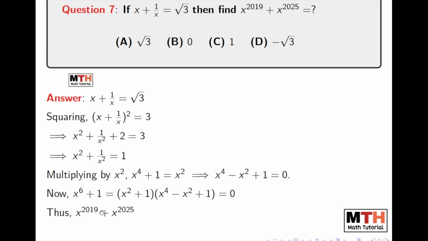Thus, x power 2019 plus x power 2025 can be written as x power 2019 times (1 plus x power 6), and the value of x power 6 plus 1 equals 0. So we are getting the value of this quantity is 0. Thus option B is correct.